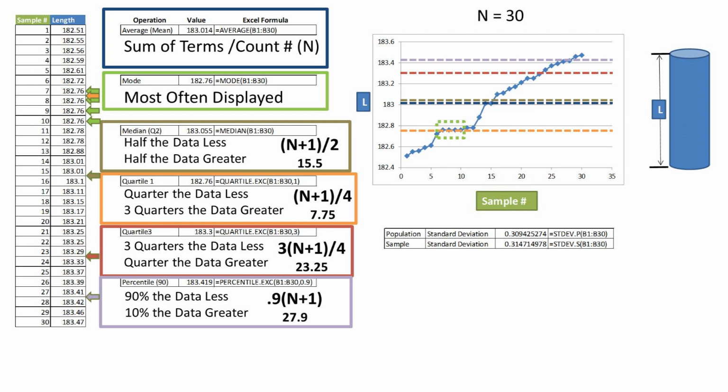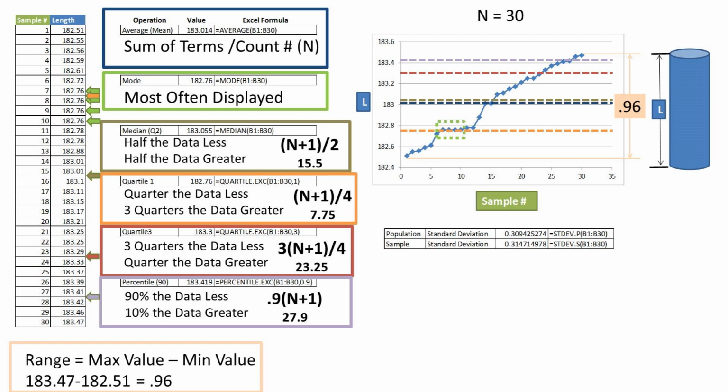On to the 90th percentile, or where 90% of the data is less and 10% is greater. We follow a similar process and take 0.9 times n plus 1 to get the place, which the place falls at 27.9, which is between two numbers once again. So if I was doing this by hand, I'd once again take the average of these two values, but Excel interpolates or does a weighted value and gets 183.419. The Excel formula is equals percentile.exc, then the range of the data, then the percentile, which is 0.9.